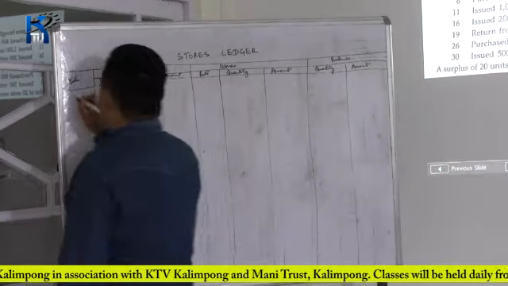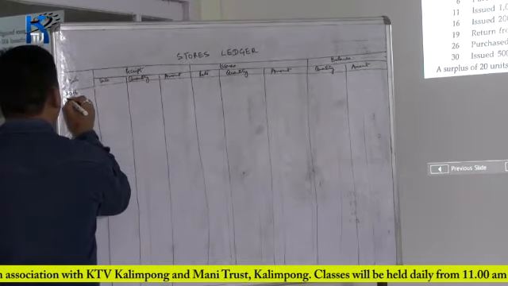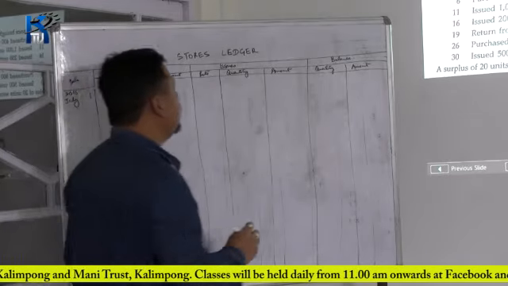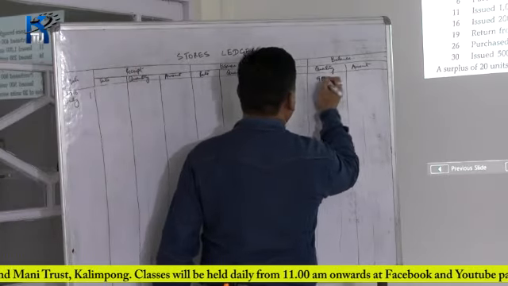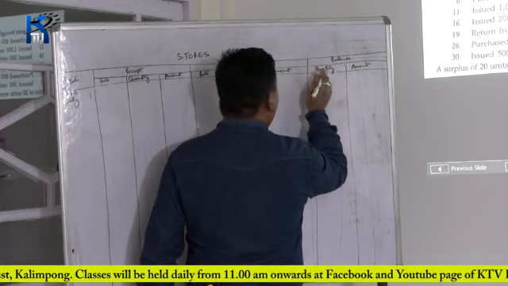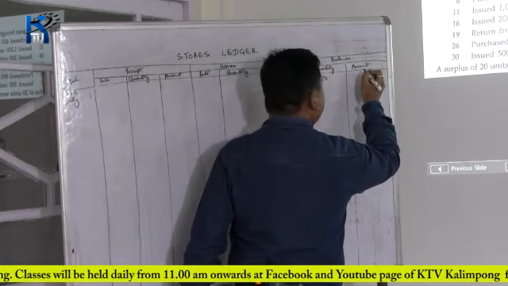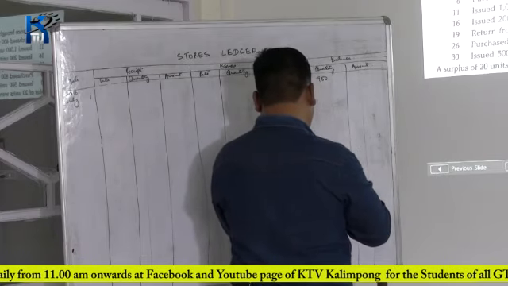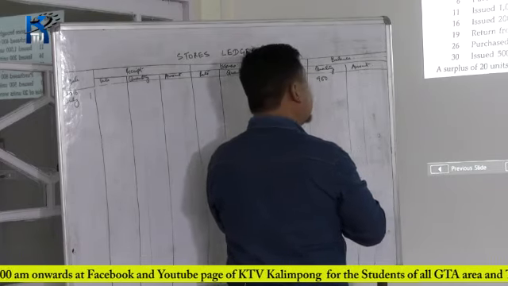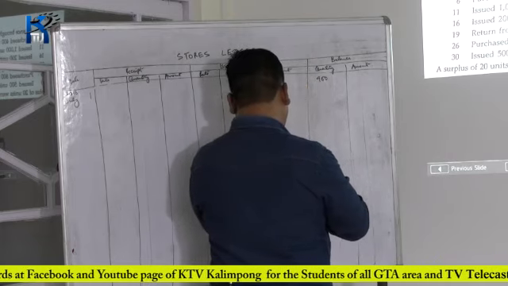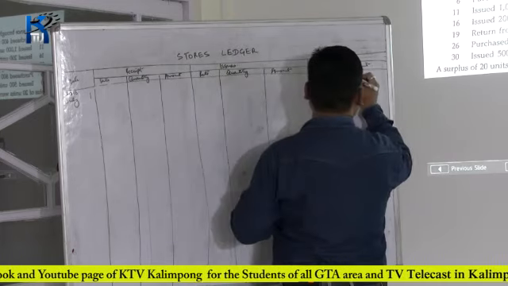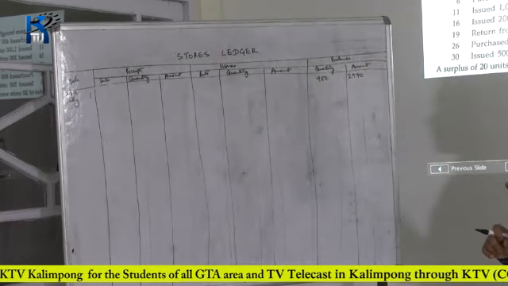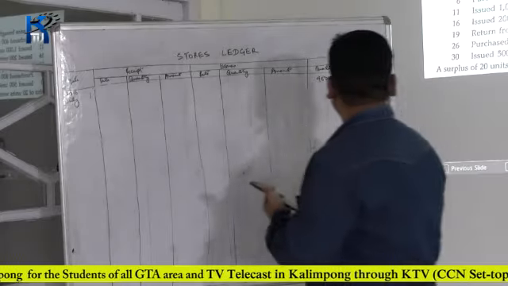So first, write the year 2016, month July, and on first there was a balance of 900 units of 3.30. That means 3.30 into 900, amounting to 2970. So we have not recorded the rate. We go to the next date, 6th.